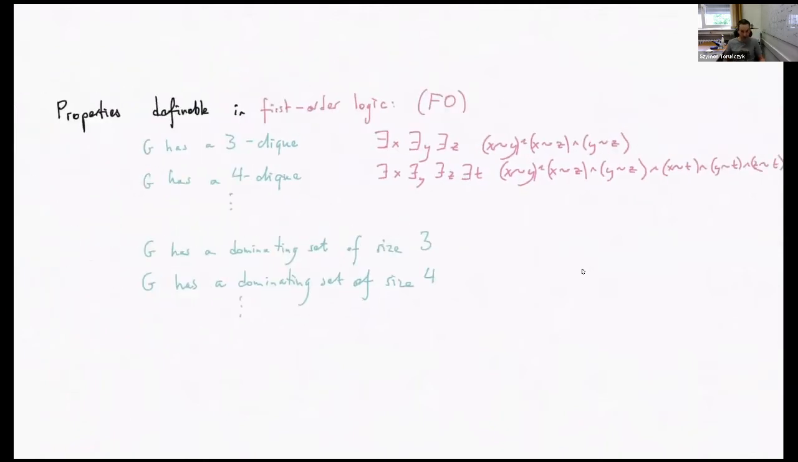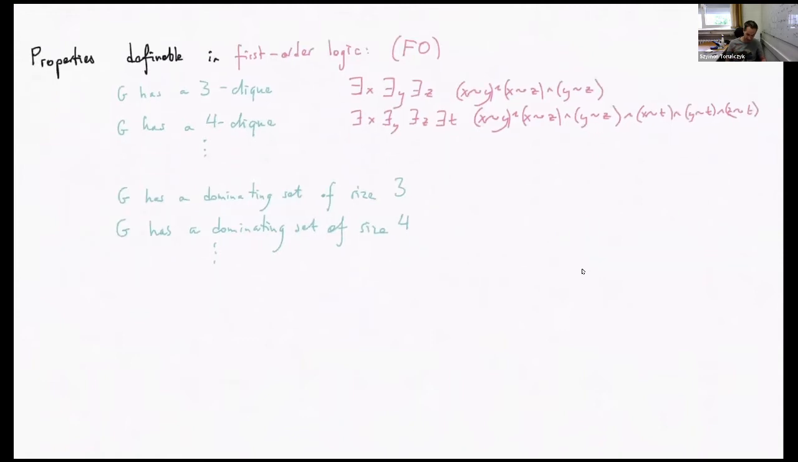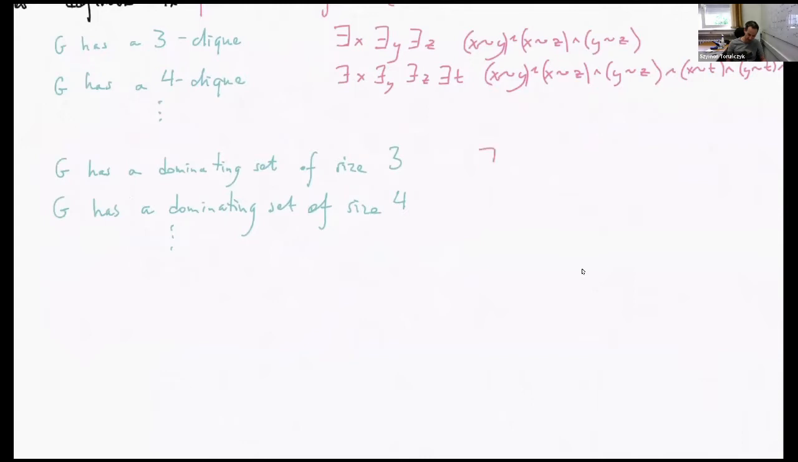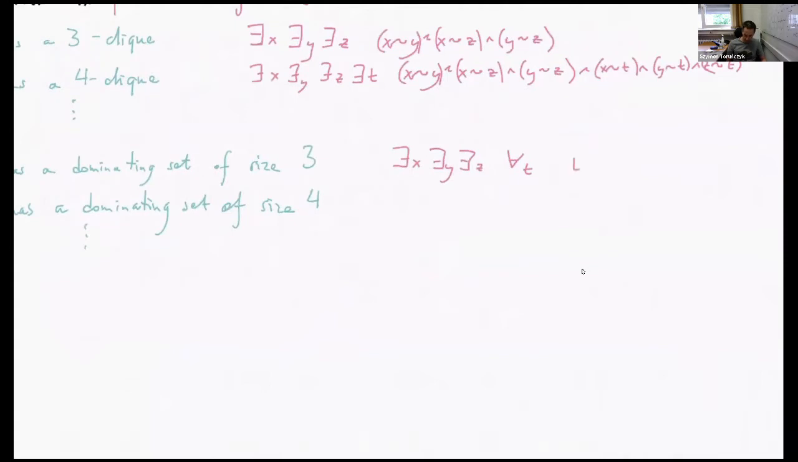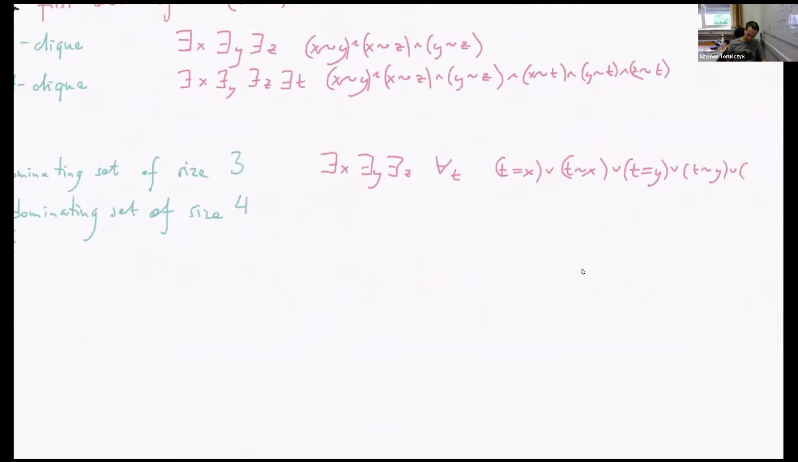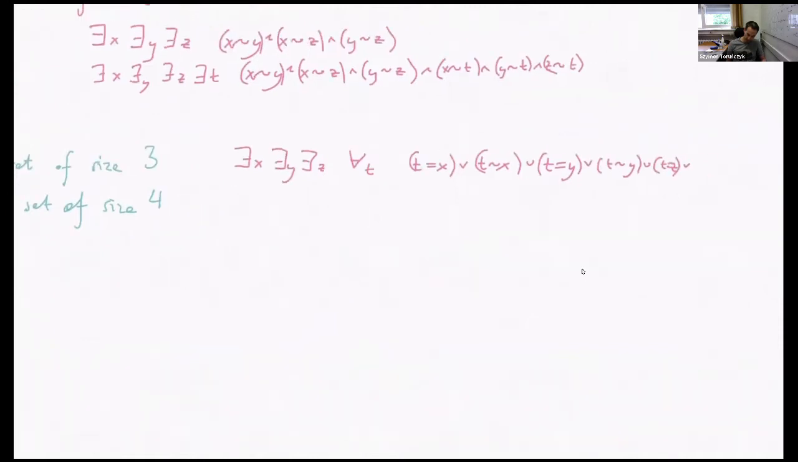In a similar way, you can express that G has a k-clique for any fixed k. This is a property which can be expressed by a first order formula, but the size of the clique needs to be fixed. Here's another first order formula: G has a dominating set of size 3. This means that there are 3 vertices such that every vertex is one of them or is adjacent to one of them. So it either is equal to t or is adjacent to t, or is equal to y or is adjacent to y, or is equal to z or is adjacent to z. This means that there are three vertices such that every other vertex is a neighbor of one of them.